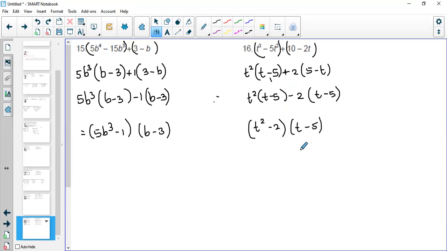So this is going to be the factorization for question number 16. Only because of that slight difference in the sign, you need to factor out negative 1 and then rewrite it in the same term. You will get the same factors.